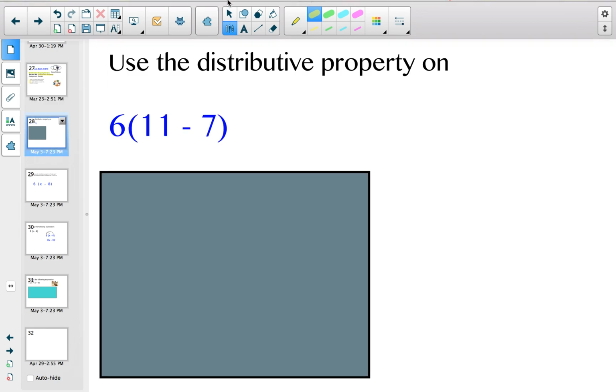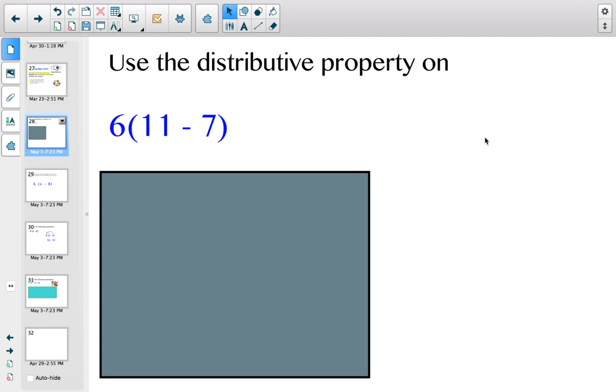So if we look at what we know about the distributive property right now, what we would take is 6 times 11, and then 6 times 7. And then we could do those two products minus one another, and that would give us the correct arithmetic answer. Well, let's just follow those steps.